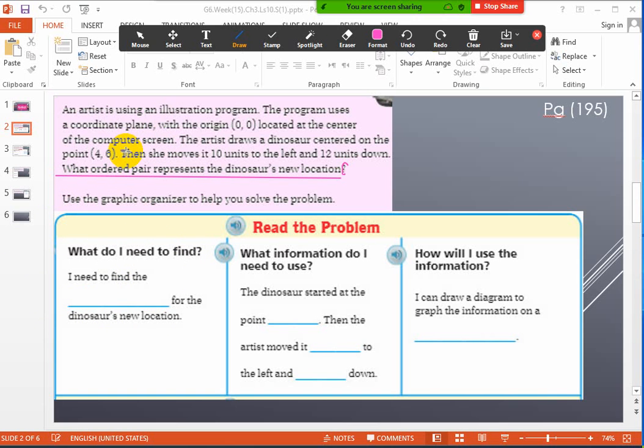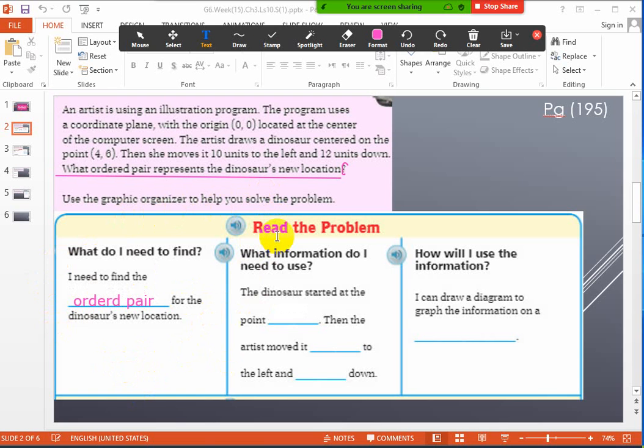I need to find what? The problem asked me to find the ordered pair that represents the dinosaur's new location. So I need to find the ordered pair. This is what I need to find here, the ordered pair. Okay, this is the first step.